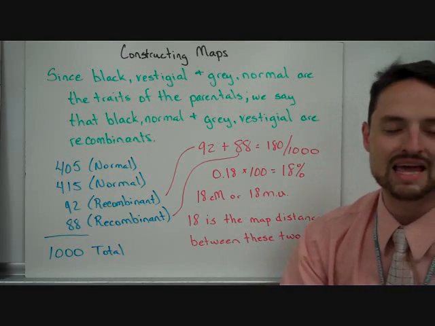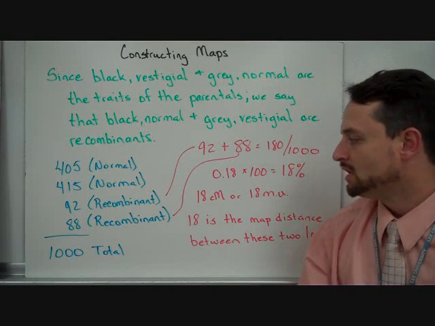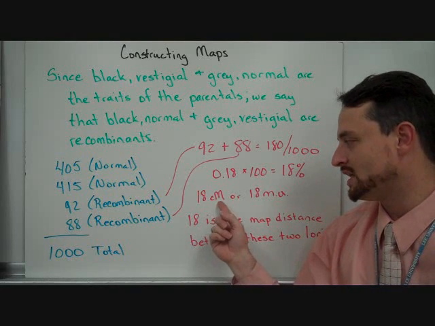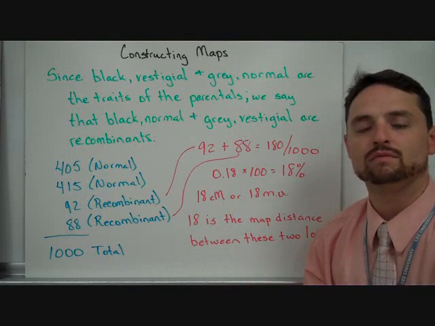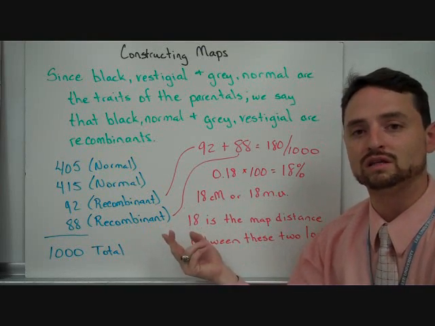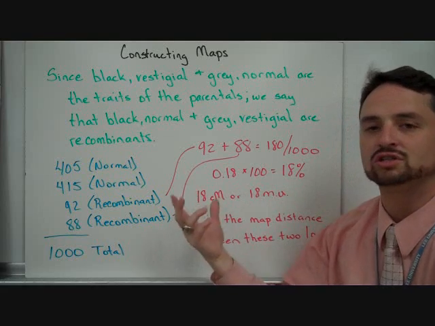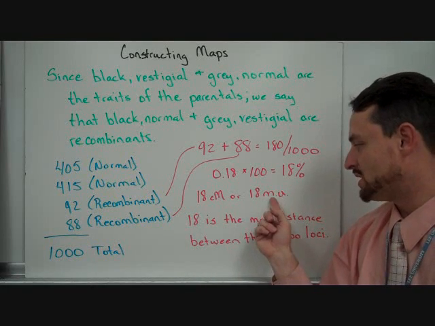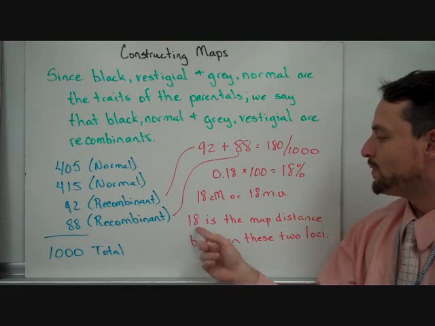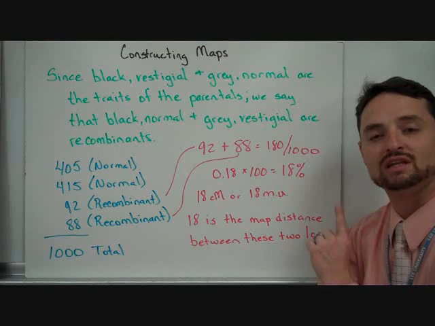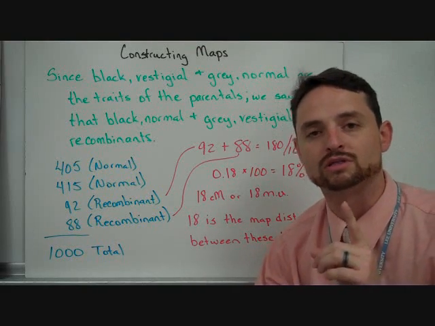We give that a map distance, and there's two different units that they'll use. This is cM, because it's in relation to Morgan, Thomas Hunt Morgan, that did the majority of the research that went into this originally. Or we just do map units, MU. Okay? So 18 is the map distance between these two loci, these two genes on that one chromosome.